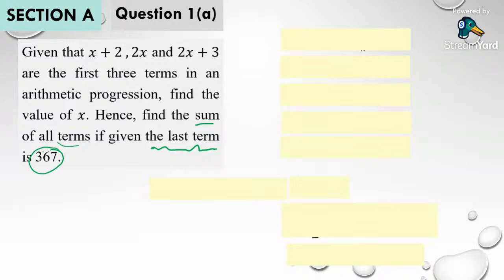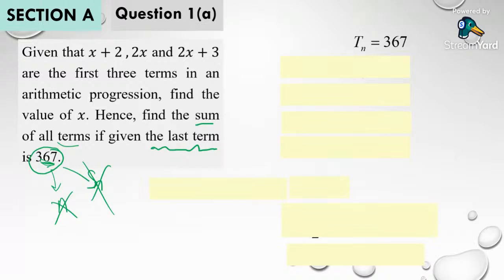So 367 here, if you let it become n, wrong. You let it become Sn, wrong. Because, again, read carefully. This is the last term. This is a term. Therefore, if this is a term, by right, I should relate it with Tn. I relate it with Tn so that by the time I can solve the n value from this equation here, I should know how many terms are there.